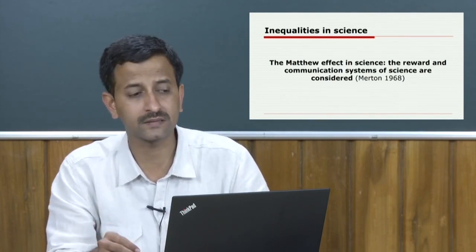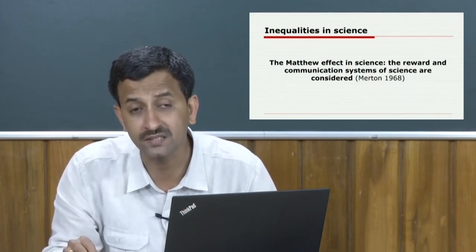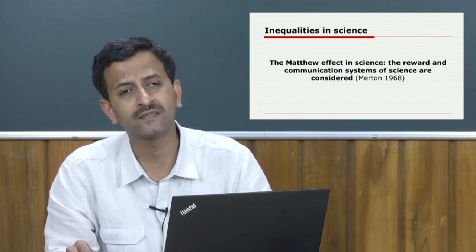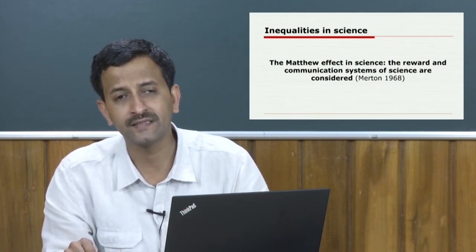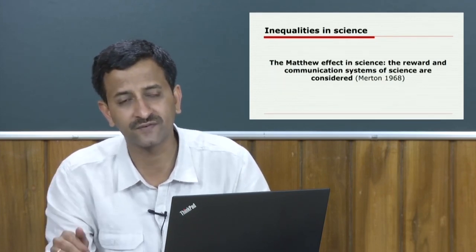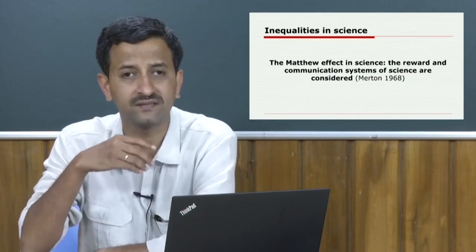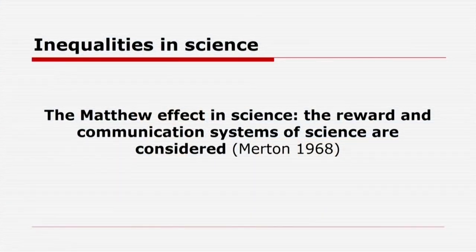We'll discuss inequalities in science in terms of how Robert Merton delineated and discussed these things from the 1960s for almost three and a half decades till he died in the very early part of the 21st century, in terms of the Matthew effect in science. If you look at the slide here, you will find that the reward and the communication systems of science are considered while dwelling upon the Matthew effect in science, according to Robert King Merton.